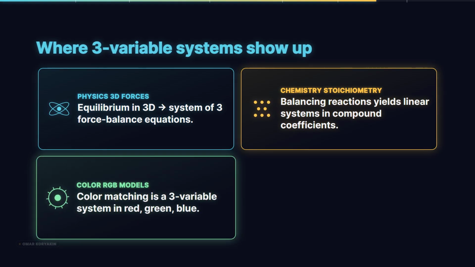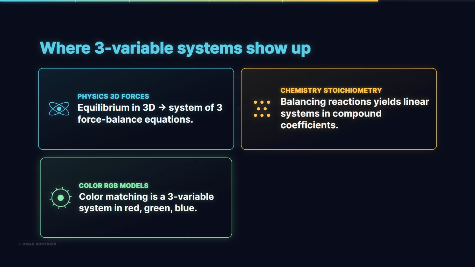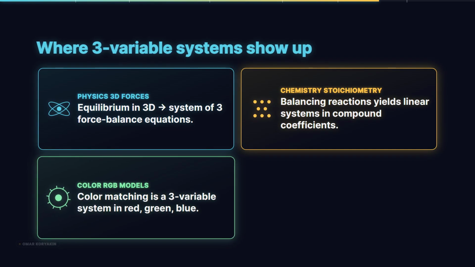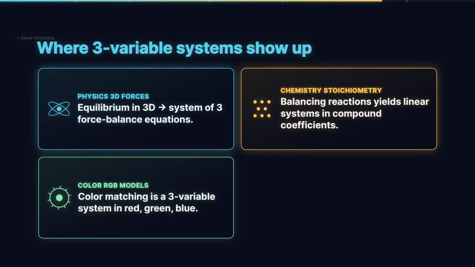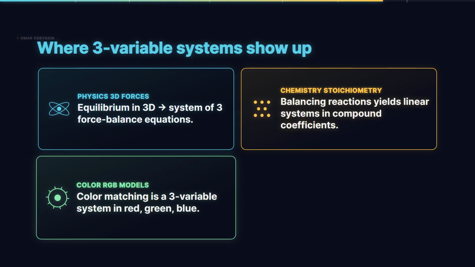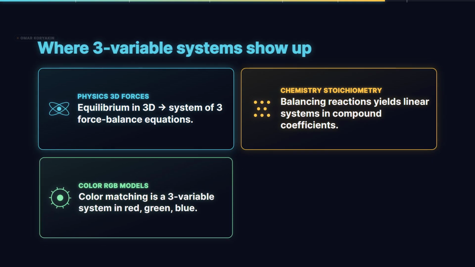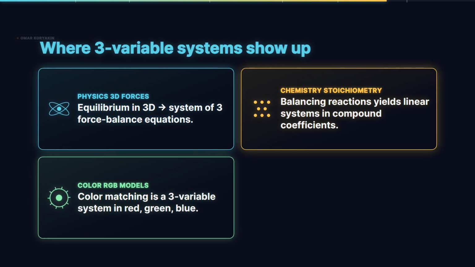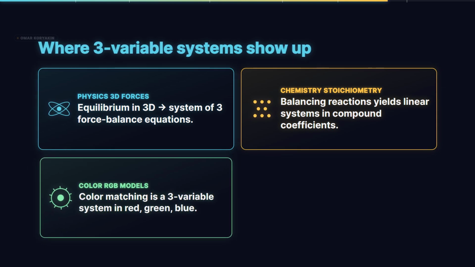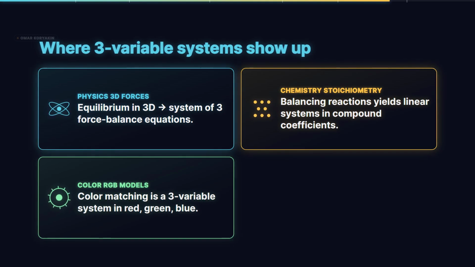In color analysis and computer graphics, matching a target color from 3 primary colors red, green, and blue produces a 3-variable system in the unknown intensities of each primary. The conservation of total brightness and the matching of 2 color channels gives 3 equations, and the solution is the RGB triple that produces the target color. Color management software and image processing libraries solve such systems continuously when converting between color spaces.